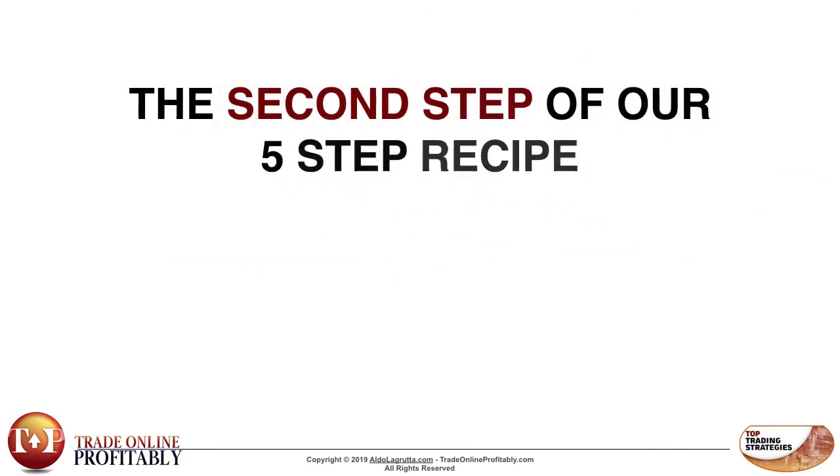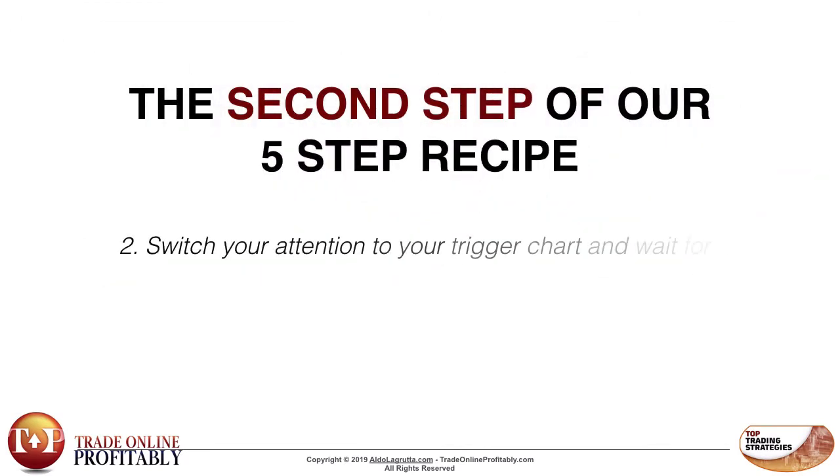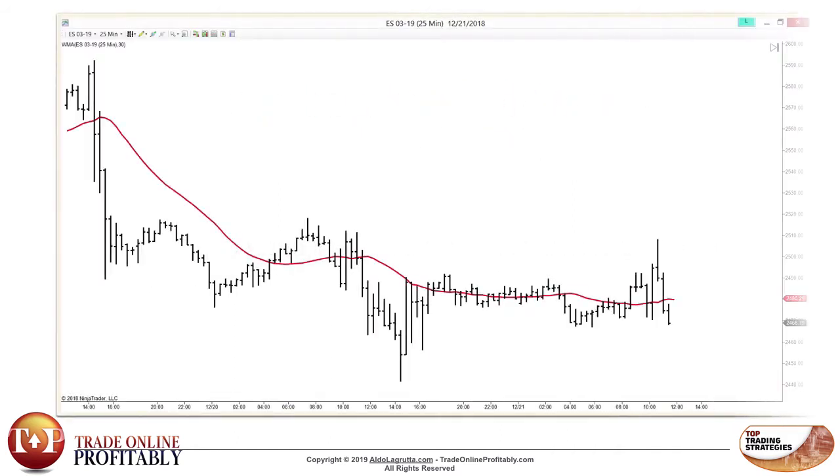The second step is to switch your attention to your trigger chart and wait for a rally on this time frame. It is now past 11 a.m. For over 3 hours, I didn't have the green light to move to my lower time frame and look for a trade signal. While I had a bias of direction, for over 3 hours I had no confirmation from the reference frame.